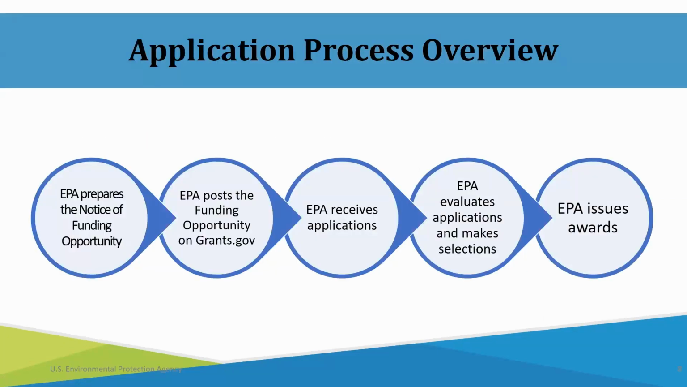So now I'm going to give you a brief overview of the application process, and then I'll walk you more slowly through the steps. The process begins when EPA prepares the Notice of Funding Opportunity. EPA posts the funding opportunity on a website called grants.gov. During the open period, that's when EPA is receiving applications. When the open period closes, EPA evaluates the applications and makes selections. And then EPA issues awards.